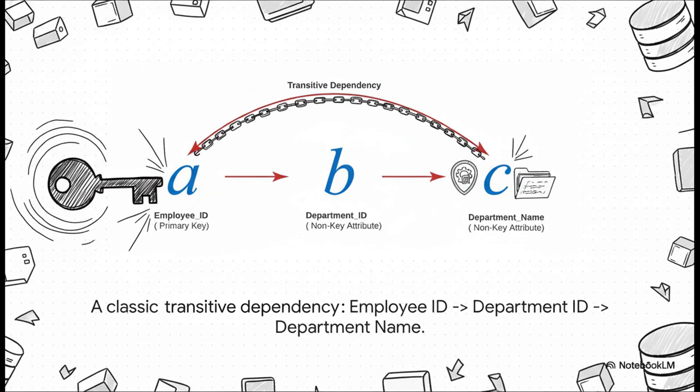This little diagram makes it crystal clear. The primary key, employee ID, determines the department ID. That makes sense. But then, the department ID, which is not the key, determines the department name. See that little two-step process? That indirect hop from employee ID to department name through department ID? That is a transitive dependency.